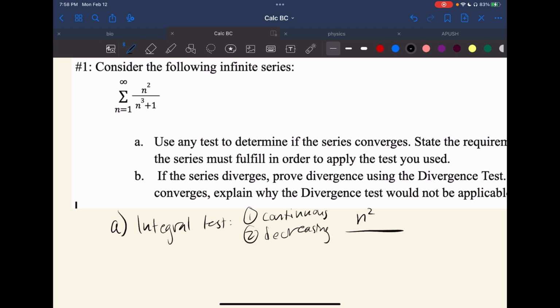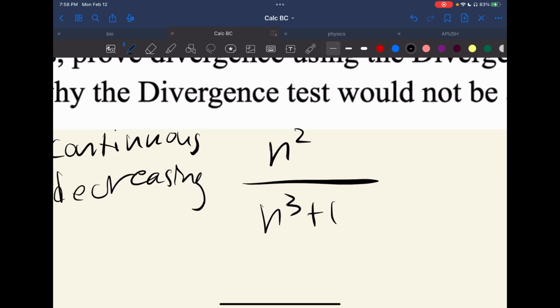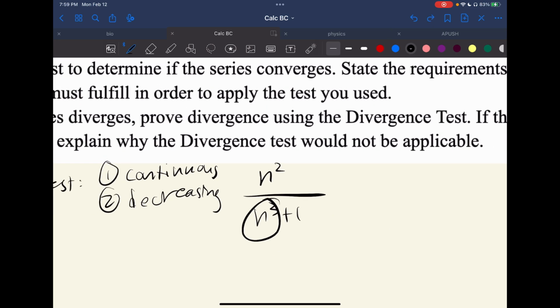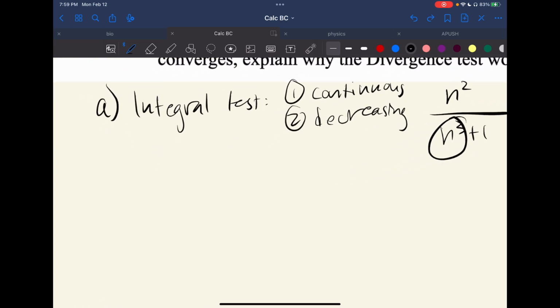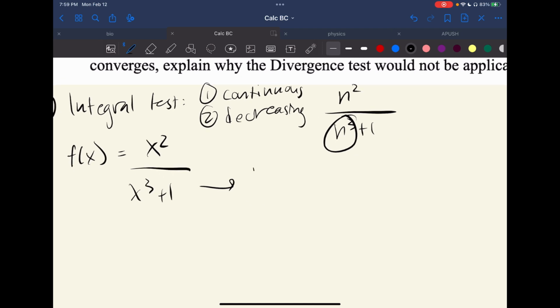So if we look at this, it is continuous and it's going to be decreasing because this is a higher power and it's in the denominator, so it's going to get smaller and smaller the higher the number gets, right? So if we use the integral test, we're going to rewrite it as f of x equals x squared all over x cubed plus 1. And then we're going to do the limit as a approaches infinity of the integral from 1 to a of x squared all over x cubed plus 1.